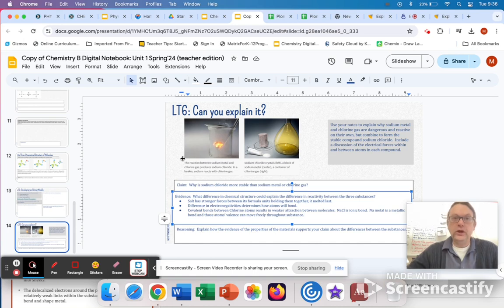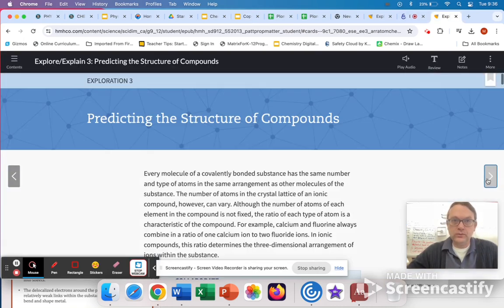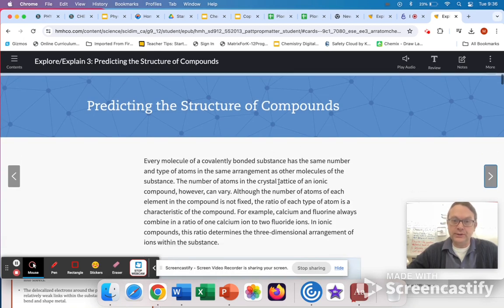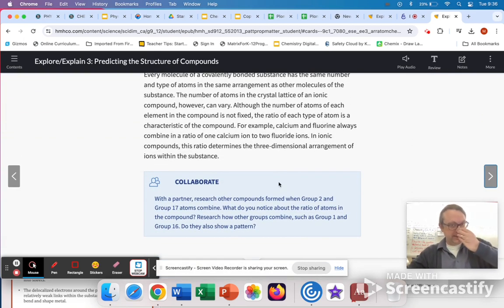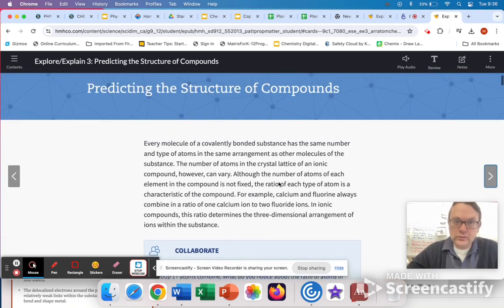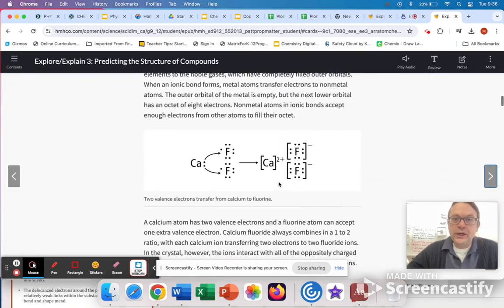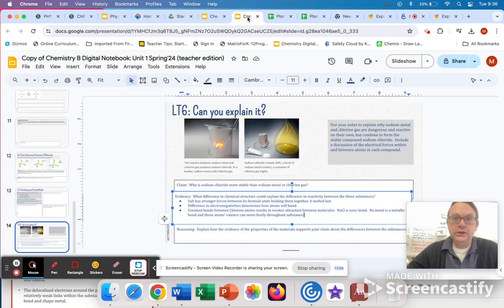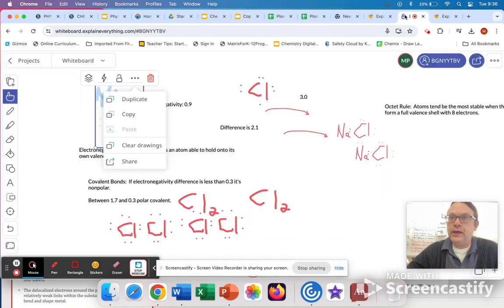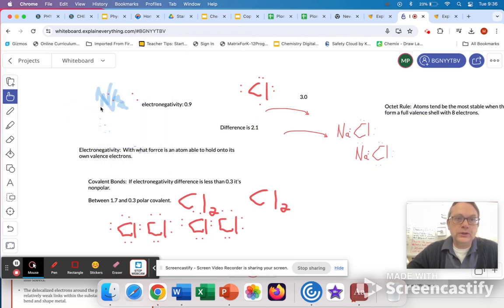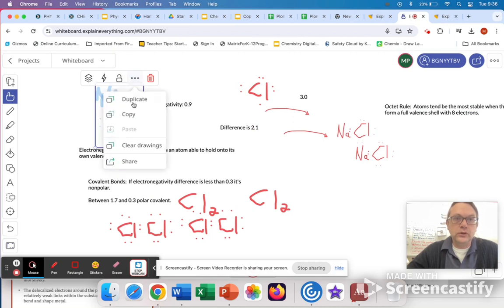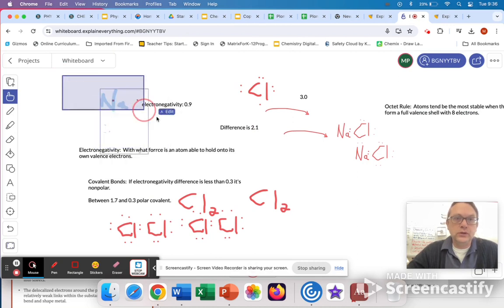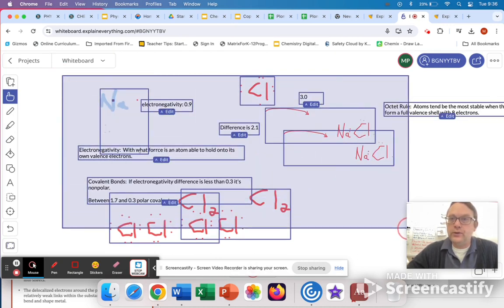Lastly, in the next part, we predicted the structures of compounds in the formulas. So we can determine the ratio of different formulas based on what group it's in. So come back here and we'll just clear all these drawings out from here.